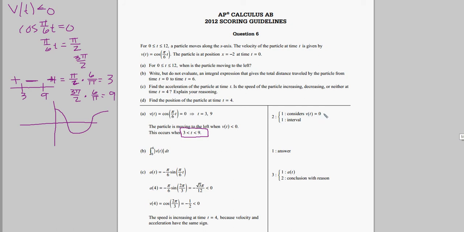And so you can see that you get a point for just recognizing that you're looking for when the velocity is equal to 0. So make sure you're showing that you're setting your velocity equal to 0. And then also you get a point for having the correct interval. So let's look at B.